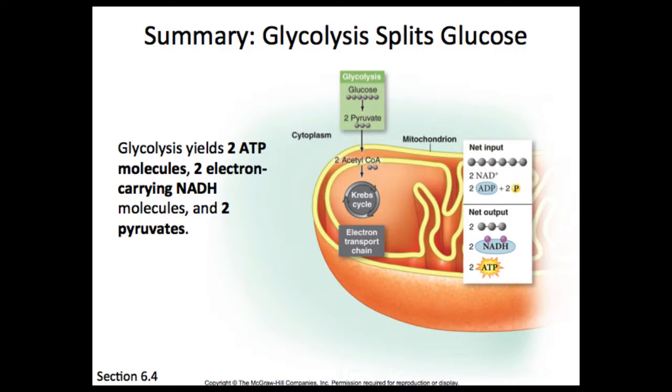In summary, glycolysis splits our glucose, thus rearranging those carbons into 2 pyruvates. In addition, it yields a little bit of ATP and a little bit of electron carrier molecules.